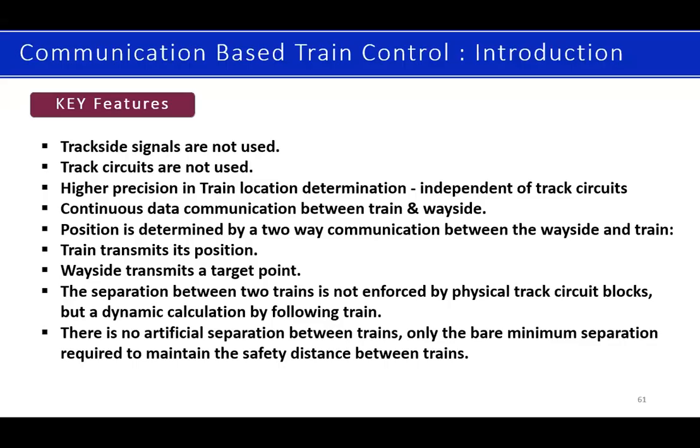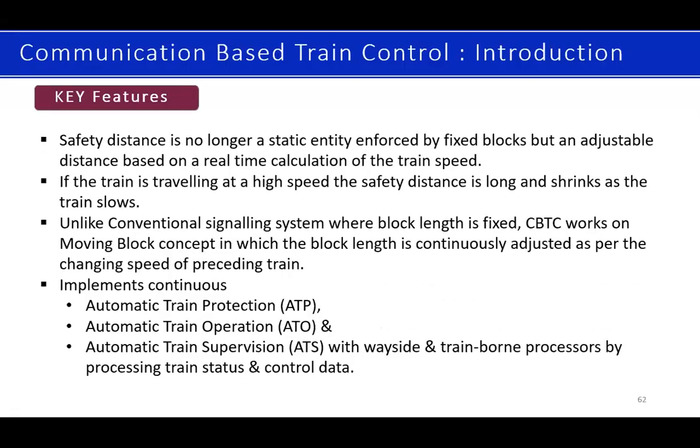The train transmits its position. That's the initiation of the communication. Wayside transmits a target point by ATS. And the separation between two trains is not enforced by physical track circuit blocks, but by a dynamic calculation by the following train. That's what we call a moving block. There is no artificial separation between trains, as we were used to in fixed block. Only the bare minimum separation required to maintain the safety distance.